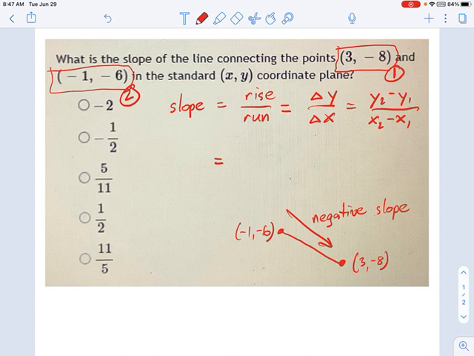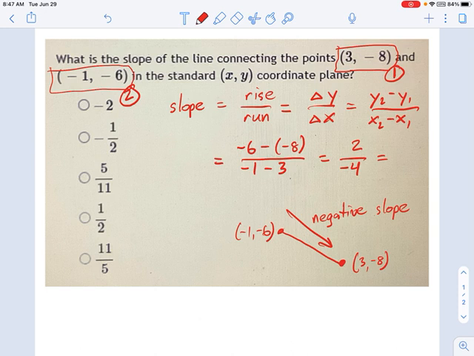So y2 is -6. y1 is -8, so we subtract -8. Okay, and then x2, you have to be consistent here. x2 is going to be -1, and x1 is going to be 3. So this becomes -6 minus -8. Well, that's positive 2. And -1 minus 3 is -4.